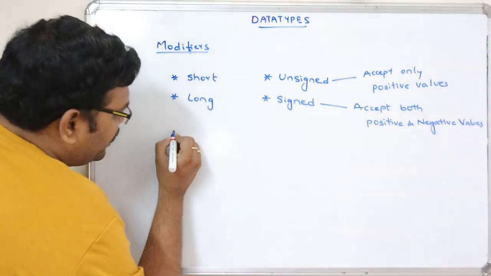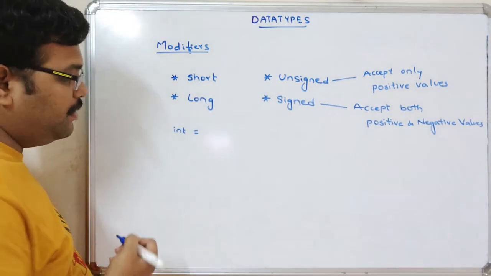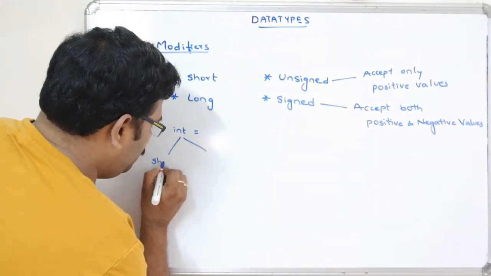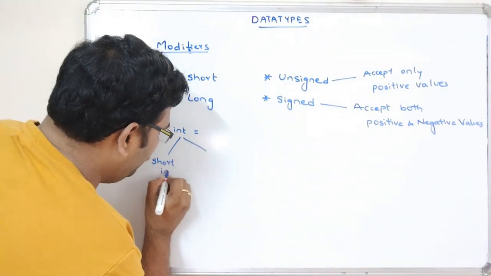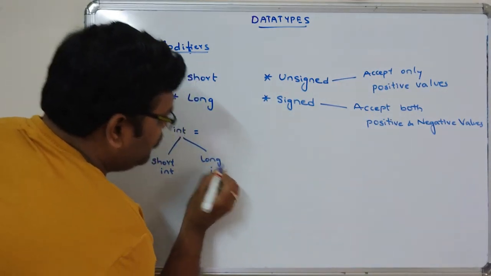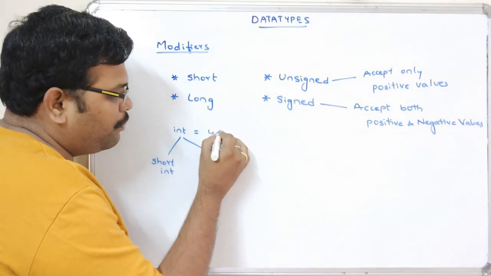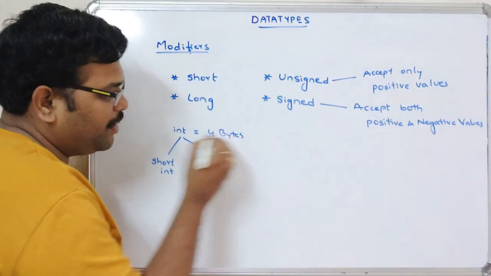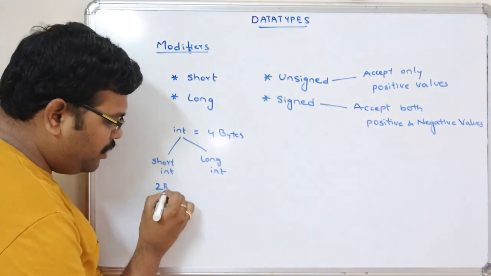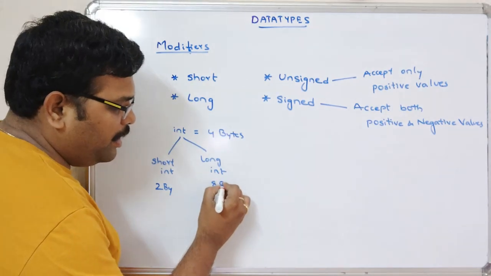If you take integer, it will have short int and long int. Actually the integer will occupy 4 bytes of memory, whereas short int will occupy only 2 bytes of memory and long int will occupy 8 bytes of memory.